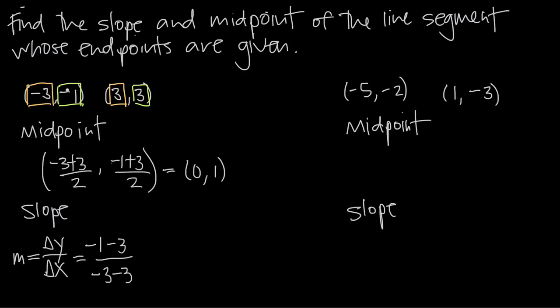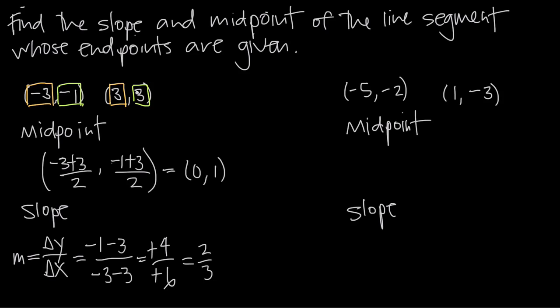So as long as you always start with the values in one coordinate and then subtract the values in the other coordinate, you're going to be good. So -1 minus 3 is going to give us a -4. -3 minus 3 is going to give us a -6, which when we simplify, the negatives will cancel and we'll end up with 2 over 3 when we reduce the fraction to its lowest terms.